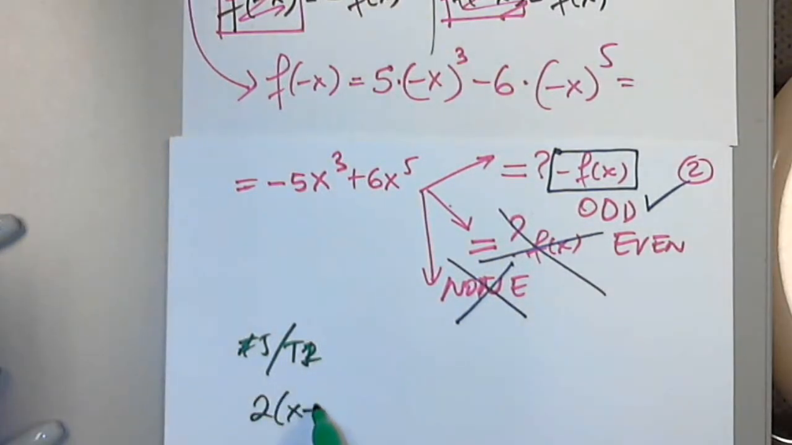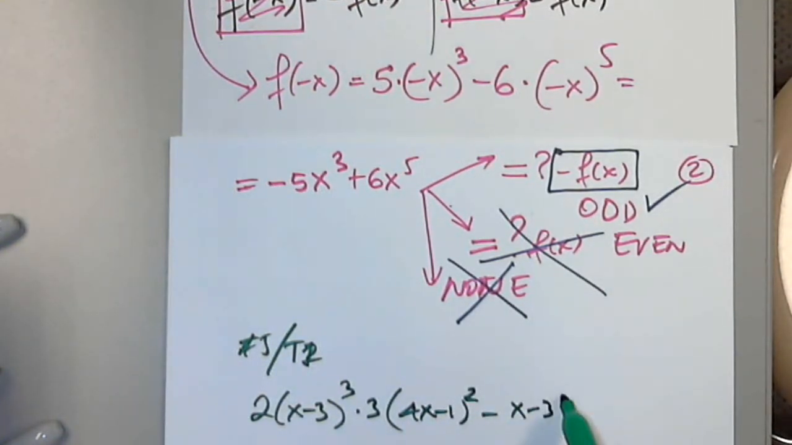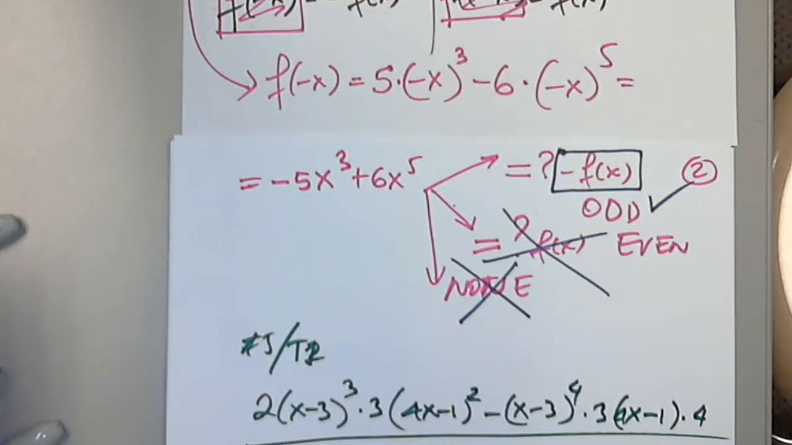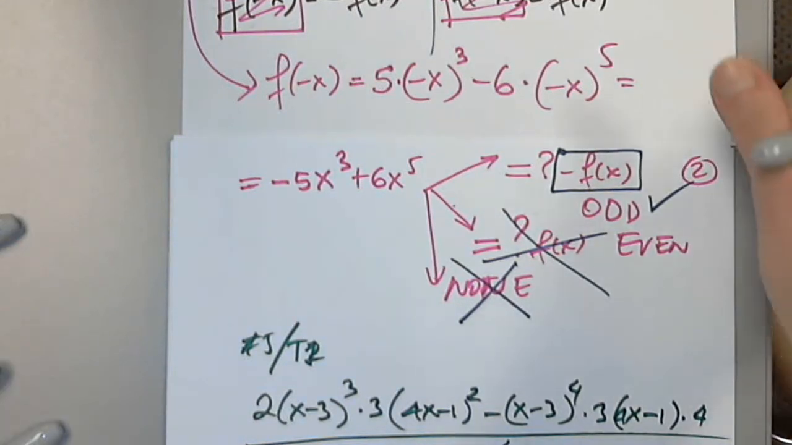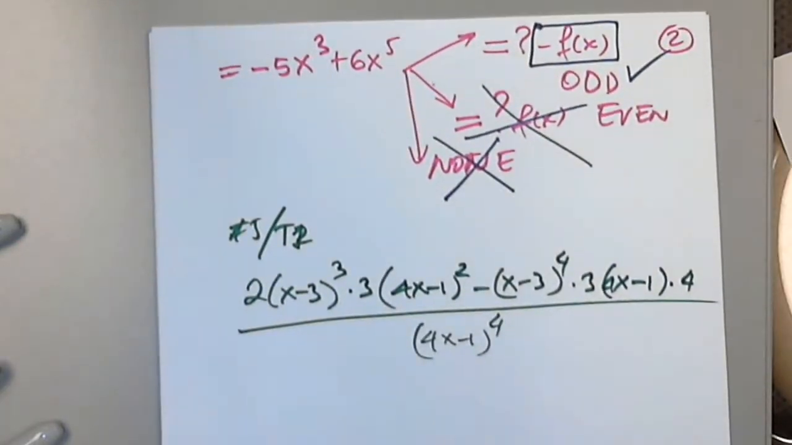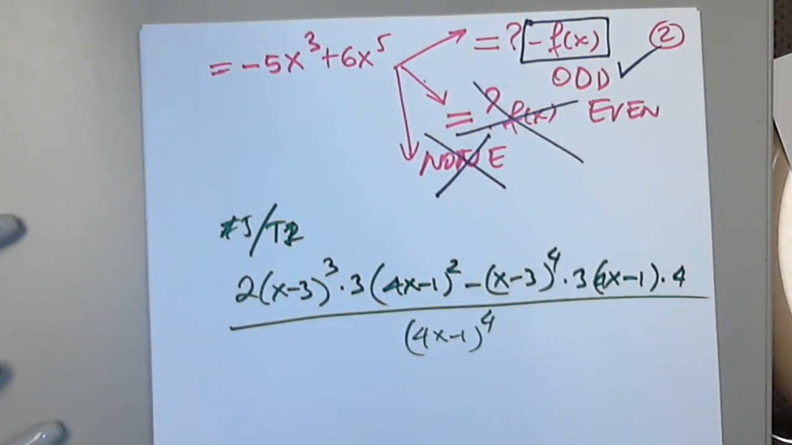So 2 times (x minus 3) cubed times 3 times (4x minus 1) squared, minus (x minus 3) to the 4th times 3 times (4x minus 1) times 4, everything divided by (4x minus 1) to the 4th. Very good. In this problem, we are asked to factor and fully simplify. Can anyone give us an idea?